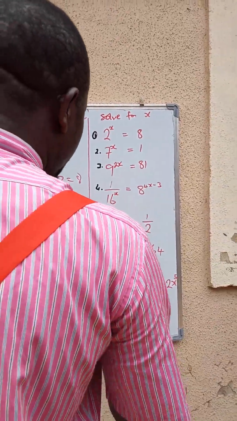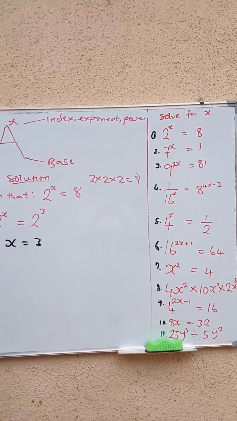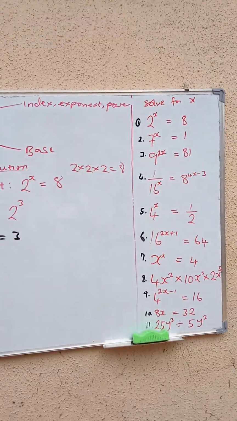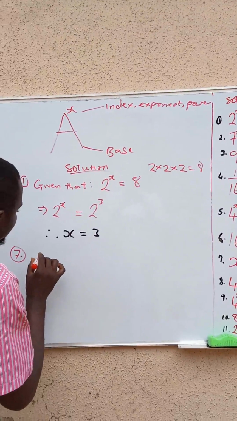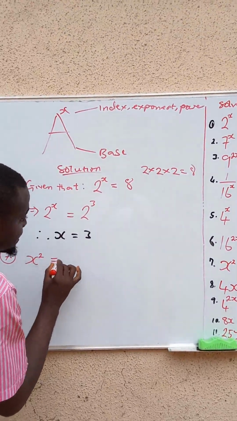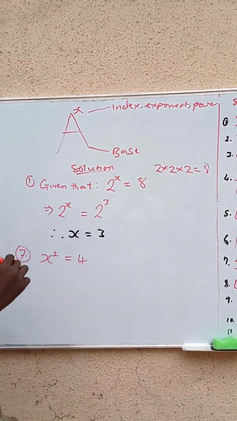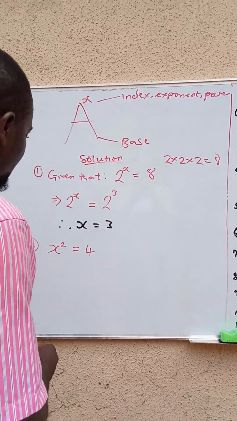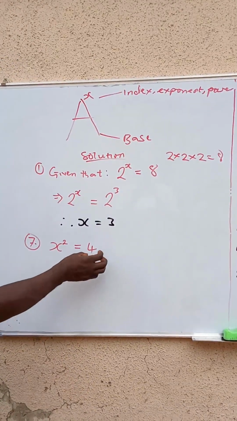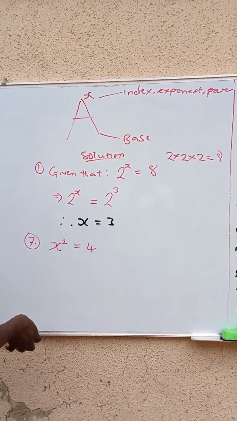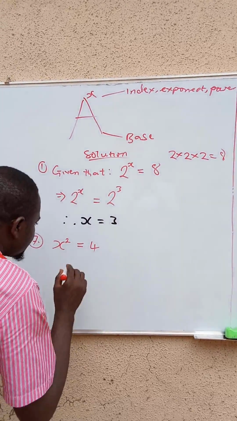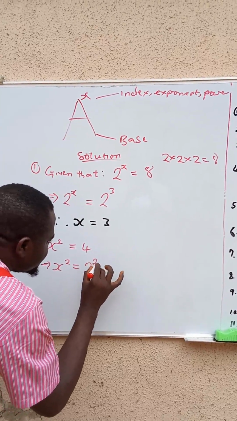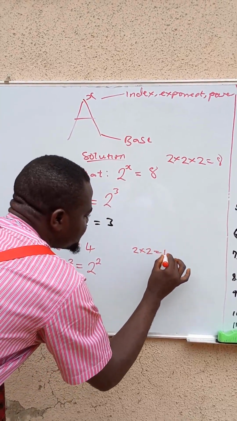Then number 7. I'm solving it randomly because I'm picking them alike. Number 7 says that x squared is equal to 4. Now you can see that in this case, this is x, it's not the same thing as 4. So what will I do here? I'll check if there's anything I can do to split this 4 up. Because there is, it implies that x squared is equal to 2 raised to the power of 2. That is 2 times 2 is equal to 4.